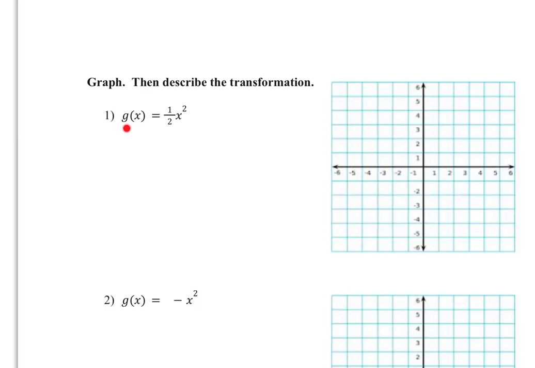So we have g of x, that's our function, is equal to 1/2 x squared. They want us to graph and describe the transformation. This is just kind of a reminder how it changes, okay, from the original parent function. Remember, the original parent function is always this f of x equals x squared, and that always gives us these points. We could have 3, 2, 1, 0, -1. Oop, not big enough. Hold on. I'll write smaller.